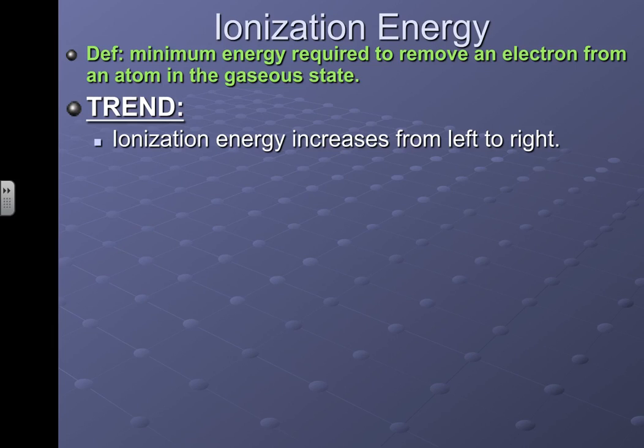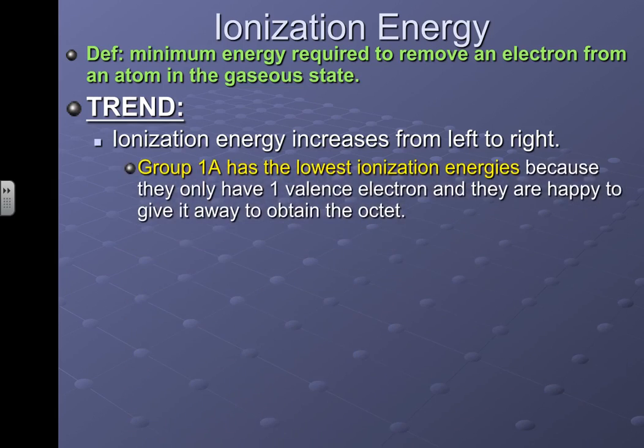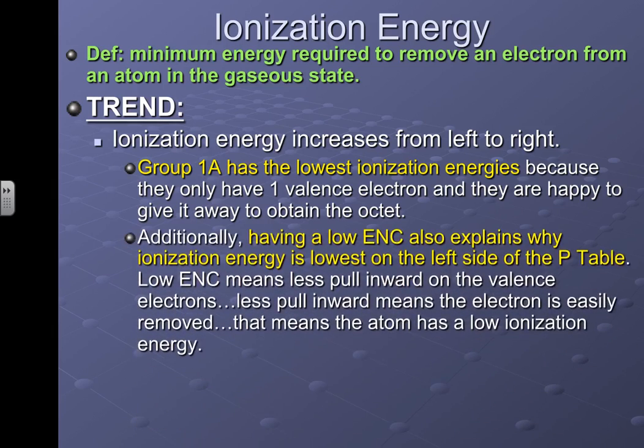So when you start thinking about this, in effect, I've already explained a little bit of this. Ionization energy increases from left to right. From lithium to fluorine, we just talked about how there's an increase in ionization energy. Group 1A, which includes lithium, has the lowest ionization energy because, as I just mentioned, they have 1 valence electron. They're happy to give that away. All they want to do is give it away, get the octet, be a noble gas. Additionally, they also have a very low effective nuclear charge. Their effective nuclear charge is 1.